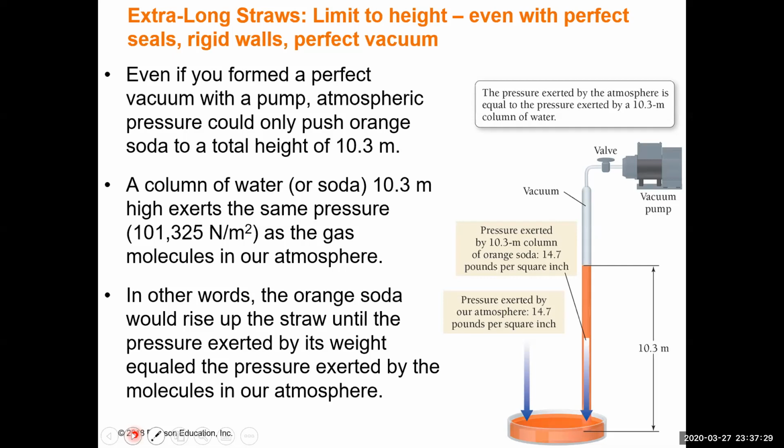In other words, the orange soda would rise up the straw until the pressure exerted by its weight is equaled by the pressure exerted by the molecules in our atmosphere. At that point, our soda height does not increase any longer, and it'll just stay at that 10.3 meters.